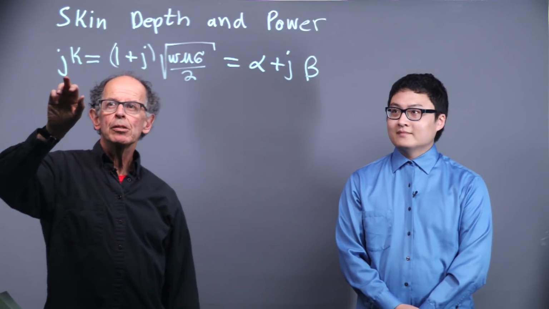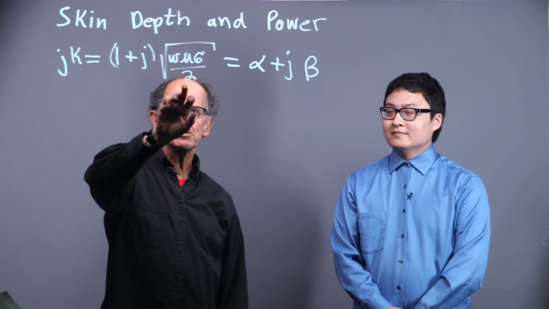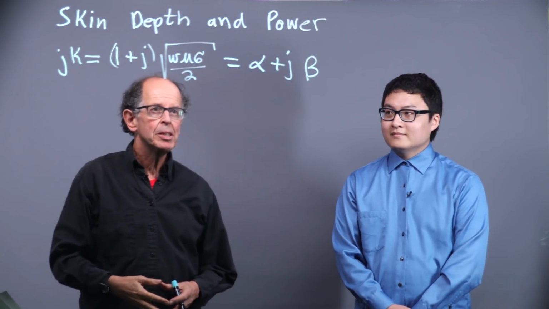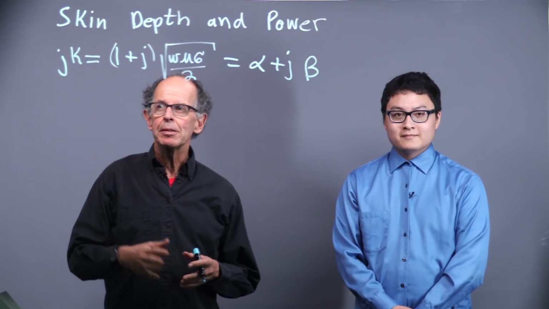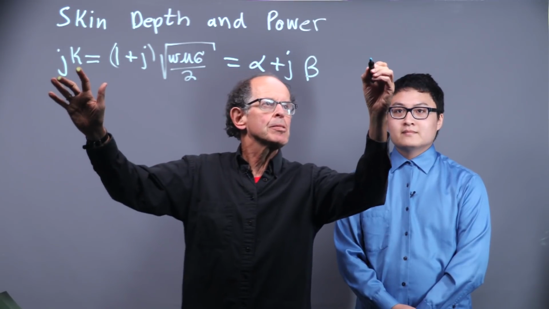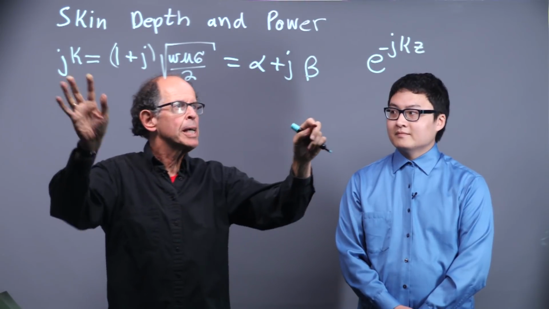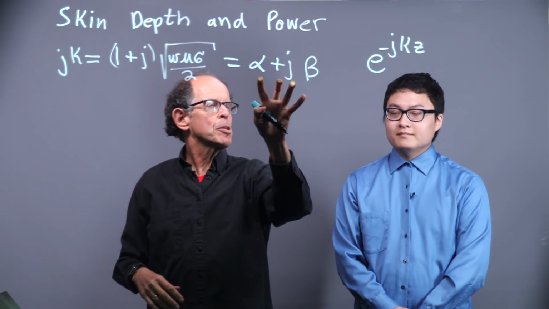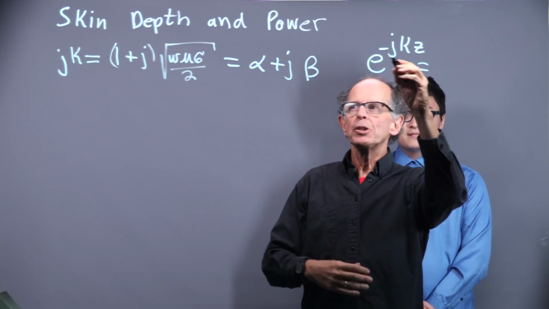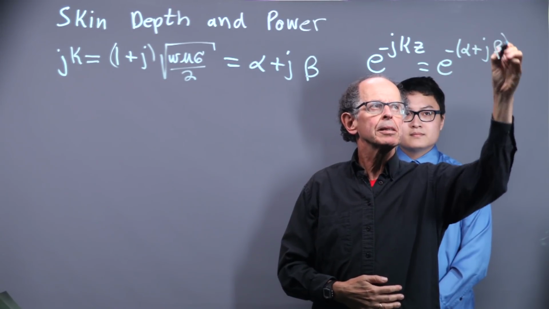From the previous results, jk is (1 plus j) times the square root of omega mu sigma over 2. That was under the assumption that the conductivity was very large, so in a good conductor. Remember that jk appears in things like e to the minus jkz. That's a wave traveling to the right. Normally we substitute that in, and so we can write jk as alpha plus j beta, giving e to the minus (alpha plus j beta) z.